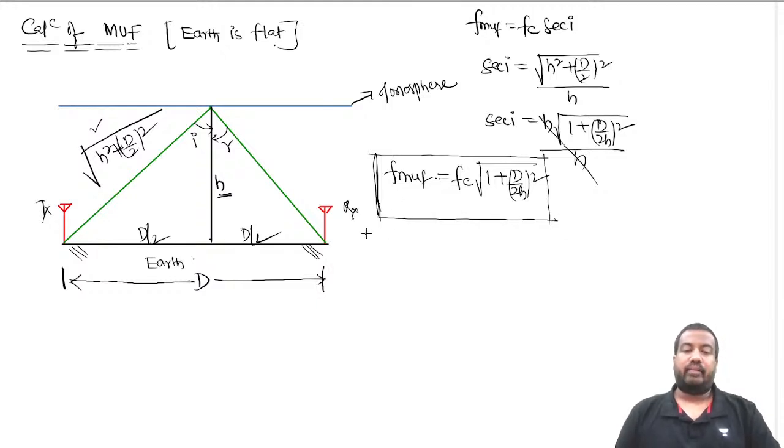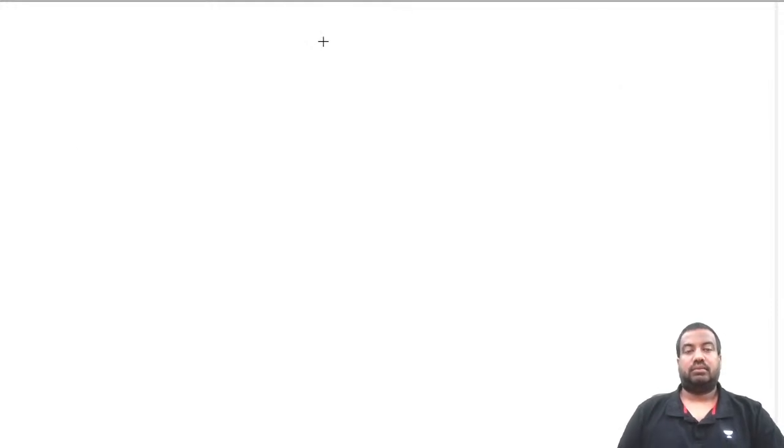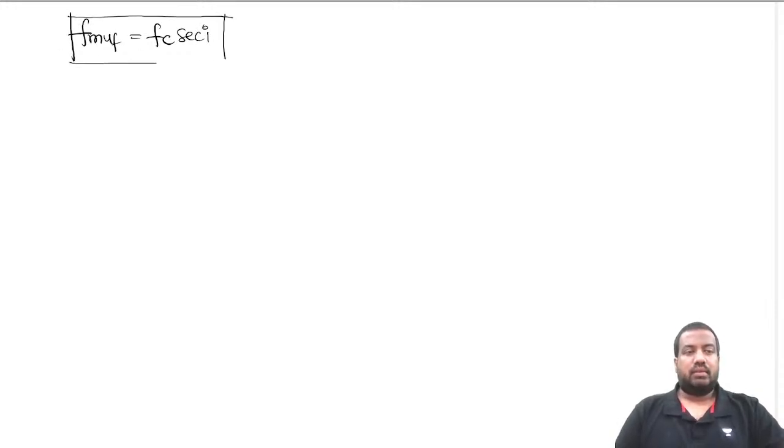The derivation for maximum usable frequency considering Earth is flat. So I can say that we have derived two formulas for maximum usable frequency. One, F_MUF is equal to F_C into secant i, is also famously called as secant law.